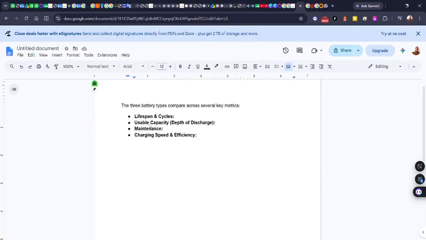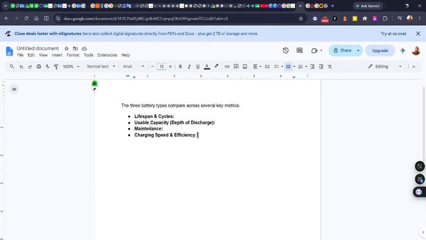So the usable capacity, that is the depth of discharge, DOD. You will have been hearing DOD of batteries. Lithium batteries have a DOD of 80% to 90%. That is, if it is fully charged, you can discharge it up to 80% or 90%, that is, you can discharge it to 10% or 5%, and the battery will still be okay.